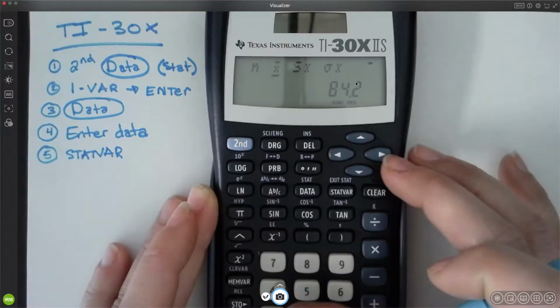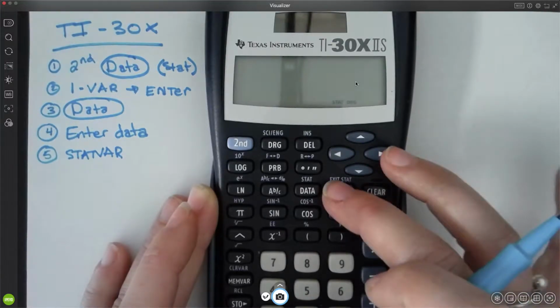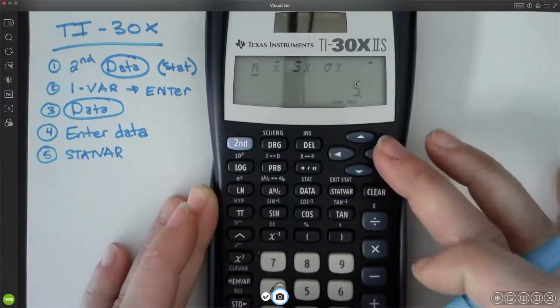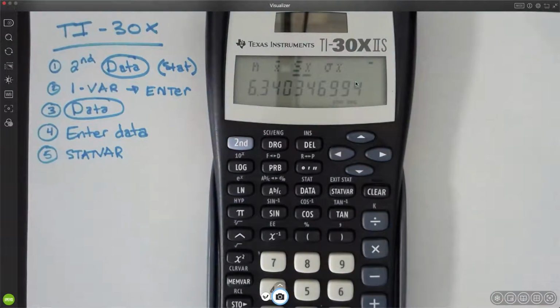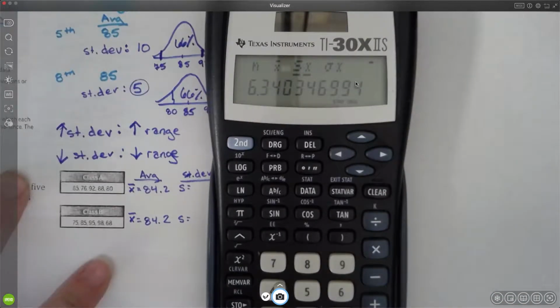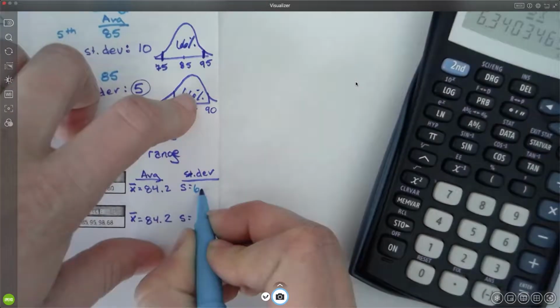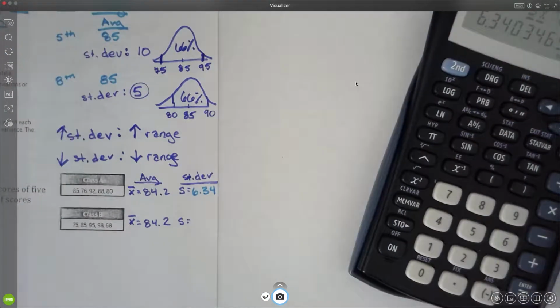Okay? Whoops. So I hit clear, sorry. Stat var. There we go. So my S, you can go ahead and write it down if you want to. My standard deviation is 6.34. Okay, good? Yes? Perfect? Did you get it? Those people that have that type of calculator?